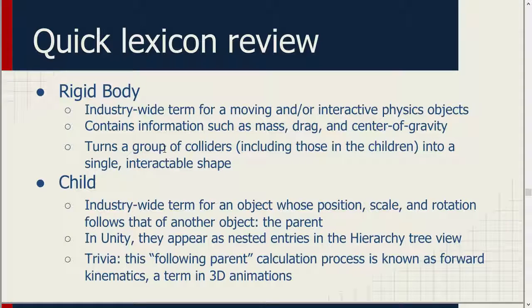Child and parenting is an industry-wide term for an object whose position, scale, and rotation follows that of another object, the parent. The way we did this in Unity, of course, is by dragging and dropping a game object into another, creating a nested element on that game object. It should be worth noting that this follow-parent calculation process is known as forward kinematics, which is a 3D animation term. So earlier when I talked about forward kinematics, that's what I meant.